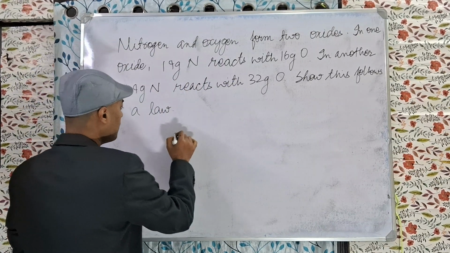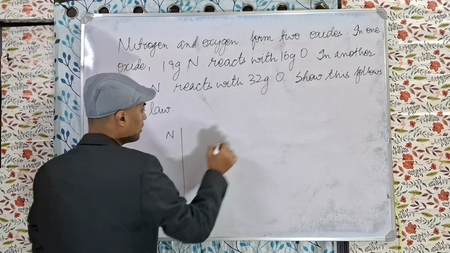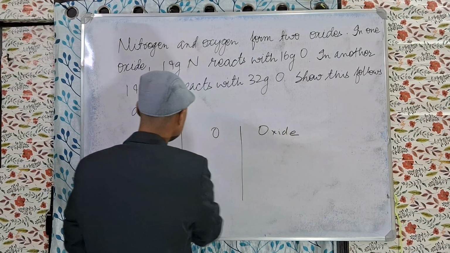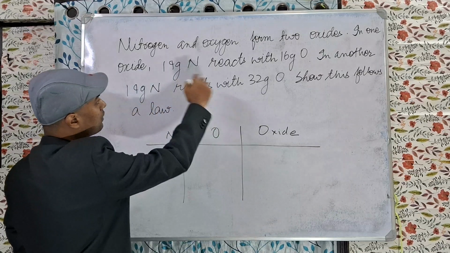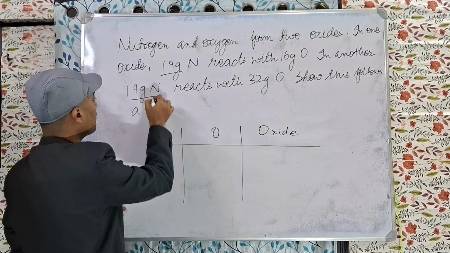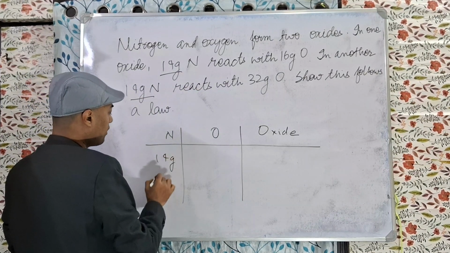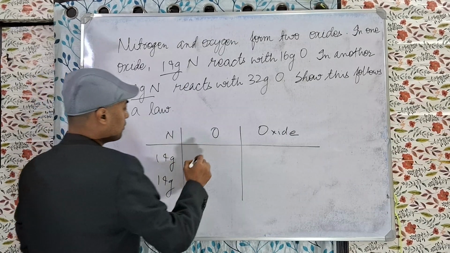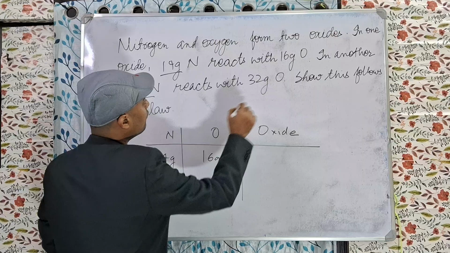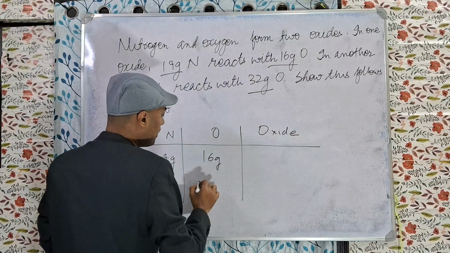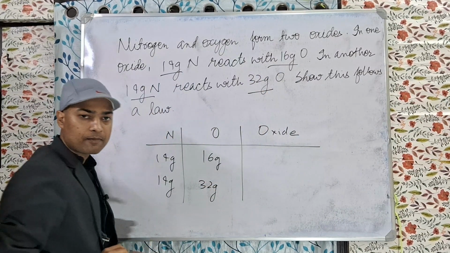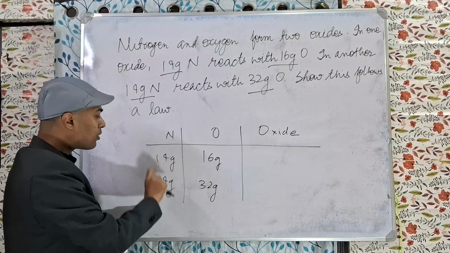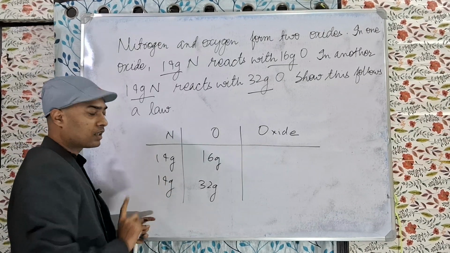So let us make a table. This is your nitrogen, oxygen and oxide. In both the cases nitrogen is how much? 14 gram. So you write 14 gram, 14 gram. Now oxygen, here it is 16 gram in the first case, and in the second case it is how much? 32 gram. So you can see the mass of nitrogen remains the same in both the cases.